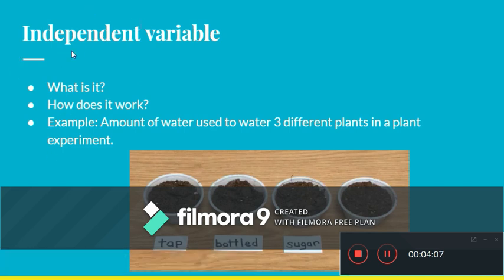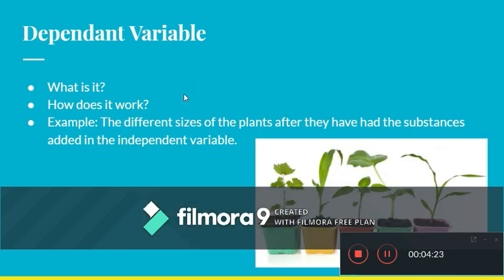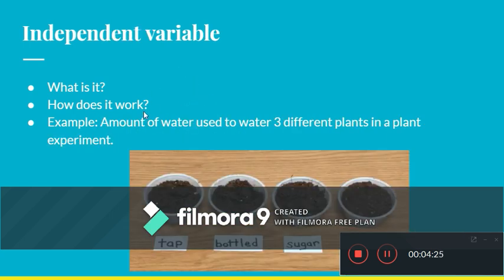So our first variable is the independent variable, and this is a term that you're going to hear a lot, especially when you're doing experimentation. So the independent variable, what is it? The independent variable is sort of like the starting point. This is what causes the changes in an experiment. This is what is originally put in.